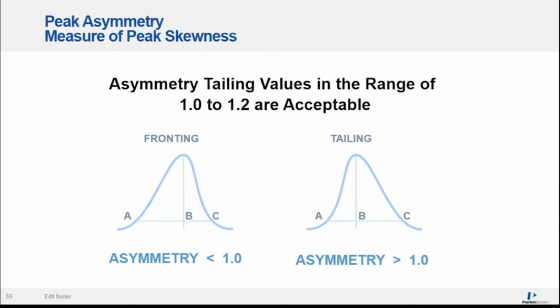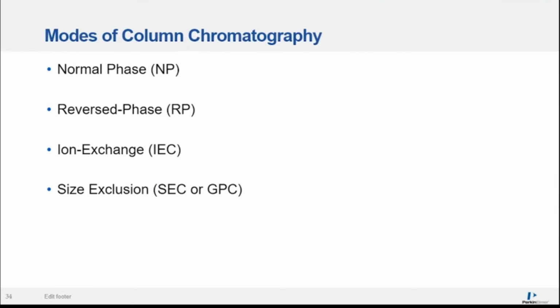Let's talk about the various modes of column chromatography. I'm not going to spend a lot of time here because at the end of the month, we will present our second webinar in this series, which will focus on column selection. But to give you an introduction, there are 4 main modes of chromatography: normal phase, reverse phase, ion exchange, and size exclusion.